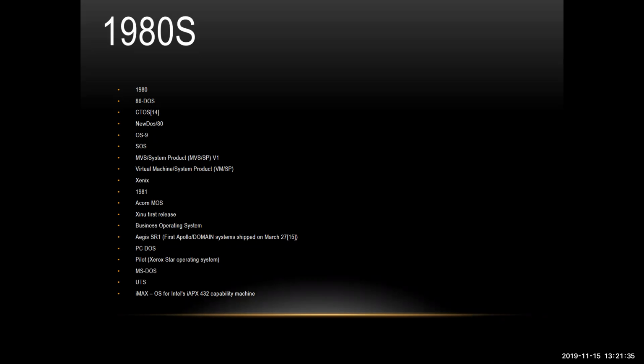And then during 1981, we had the Acorn MOS, machine operating system. It is a discontinued computer operating system used in the Acorn BBC computer range. It included support for 4-channel sound and graphics, file system abstraction, and digital and analog I/O, including a daisy-chained expansion bus. We also had XINU, the first release. It is an operating system for embedded systems, originally developed by Douglas Comer for educational use at Purdue University in the 1980s.